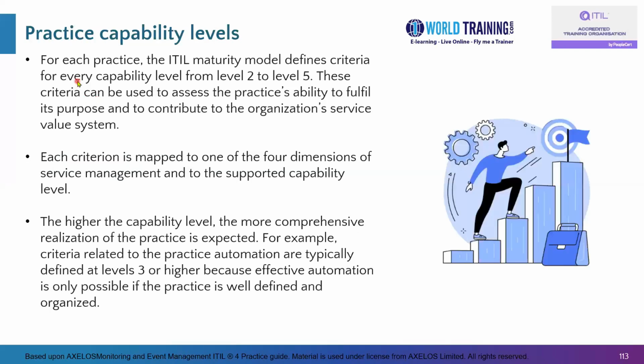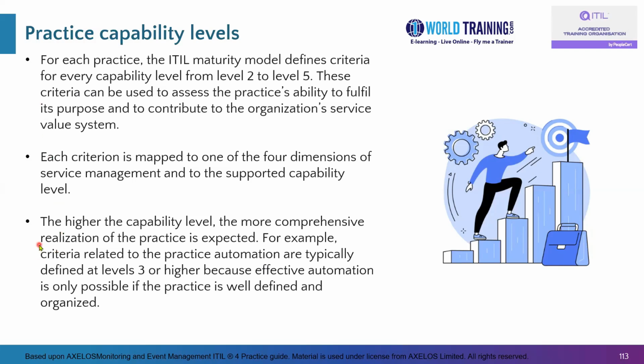So the same that I narrated just now is explained in the first 2 bullets here. So the capability criteria allow us to assess the practice's ability to fulfill its purpose and contribute to the organization's service value system. So for example, if the capability criteria at level 2 are fulfilled, that means the practice is running at level 2. If only some of the capabilities at level 3 are fulfilled, then the practice is not running at level 3 yet. It's partially running, but that doesn't mean it's at level 3, it is still at level 2.